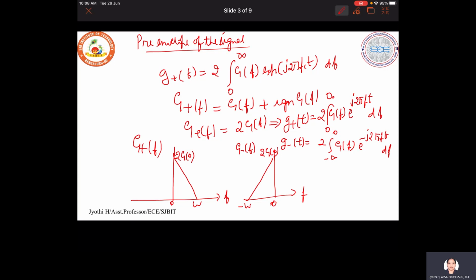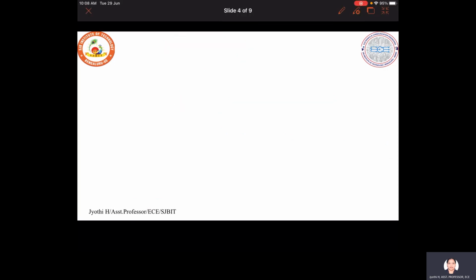The next step is to find the complex envelope of the signal. So far we have discussed the pre-envelope of the signal. So let us now find what the complex envelope of the signal is. The next topic is to find the complex envelope. Since the derivation is already done, we are only going to concentrate on the problems.